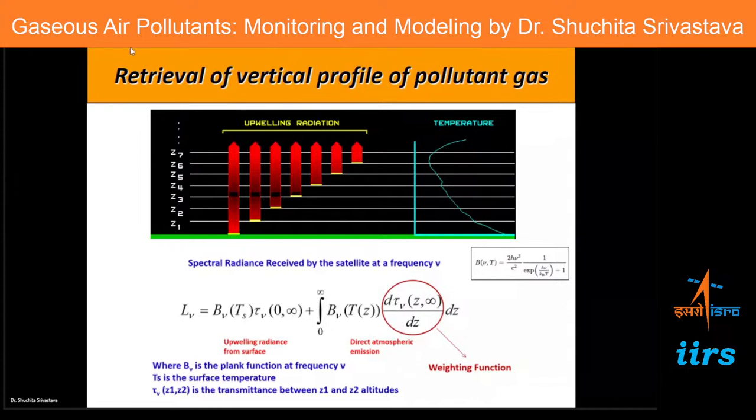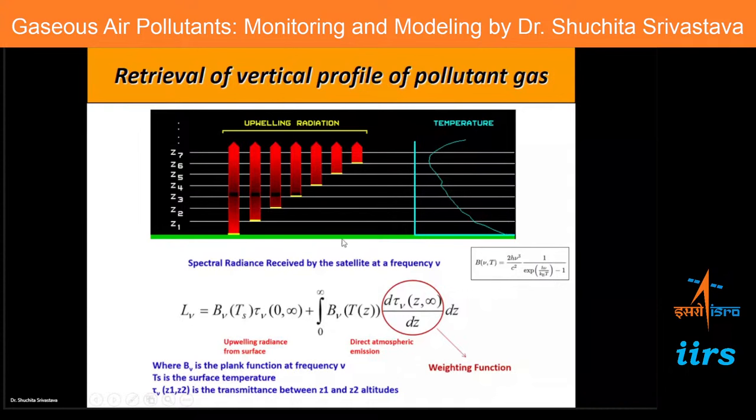So terrestrial radiation is emitted by, we all know that every body having temperature greater than 0 Kelvin emits radiation according to Planck's law, which is given here: B(nu, T) is equal to 2 h nu cubed by c squared, times 1 over exponential of h nu by k_B T minus 1. So this is the Planck function. According to this function, every body present at any temperature will emit radiation.